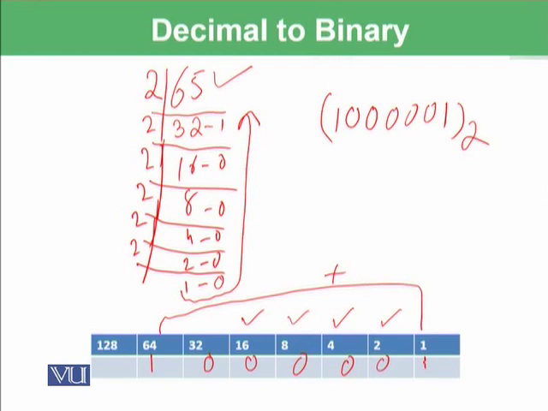Similarly, I can explain another example. For example, you want to display 32. So you need to turn 32's cell to 1 and put zeros in other cells. So this will represent 32.